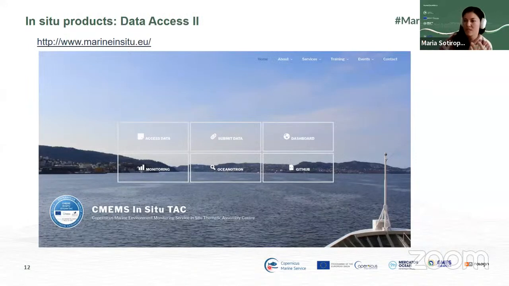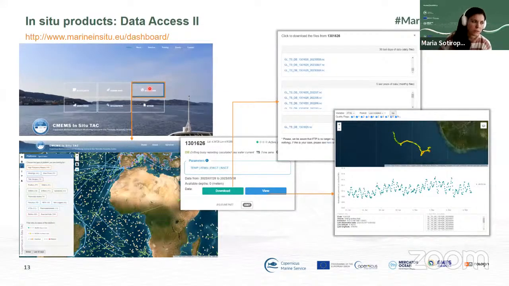A second way to access the data is through our website, marinesitu.eu, where you can click on the dashboard here, and you will view all the in-situ data. The default view is a view of all the data that are operating within the latest 30 days. And you can filter out which platforms you would like to see and search for a specific platform or check per category or parameters. You can play with this and check what is available in the area.